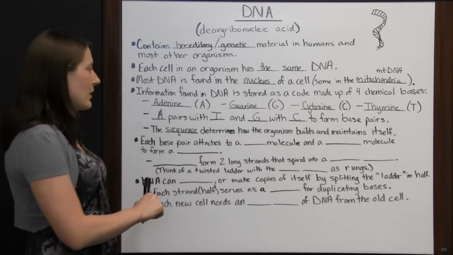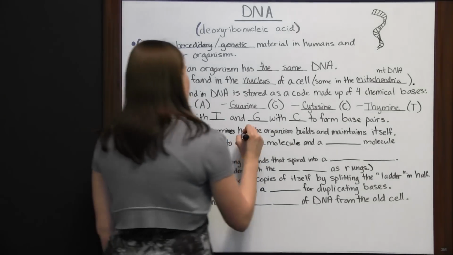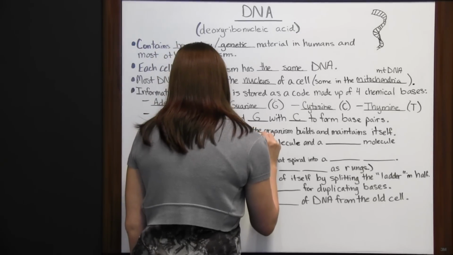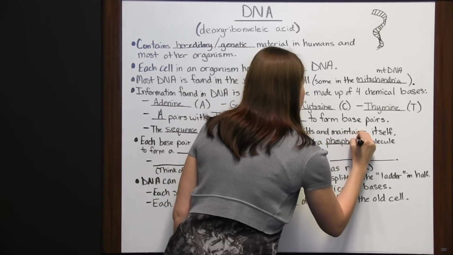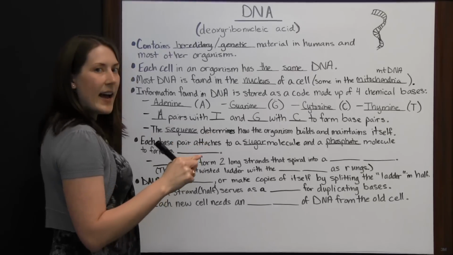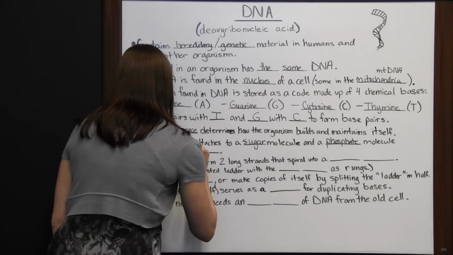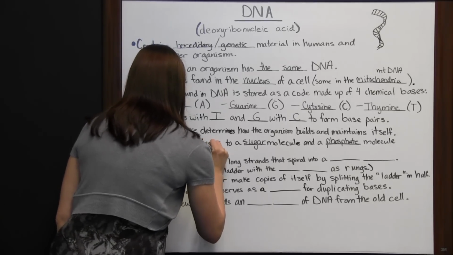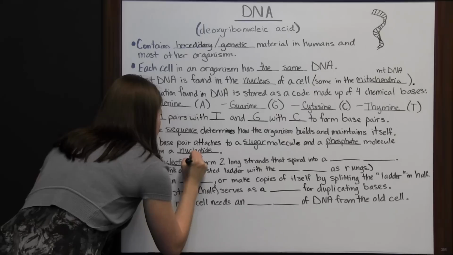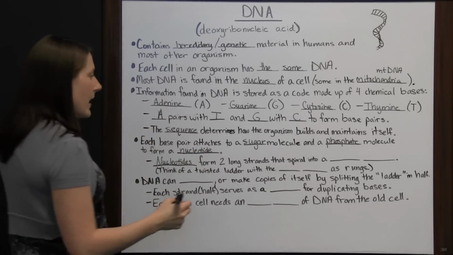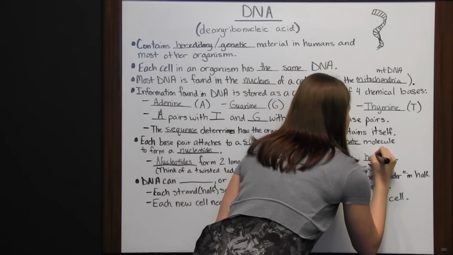Each base pair, so our adenine-thymine pair or guanine-cytosine pair, is going to attach to a sugar molecule and to a phosphate molecule. And once a base pair attaches to the sugar molecule and phosphate molecule, it forms a nucleotide. And these nucleotides form two long strands that spiral into a double helix. That is the shape that DNA takes on.